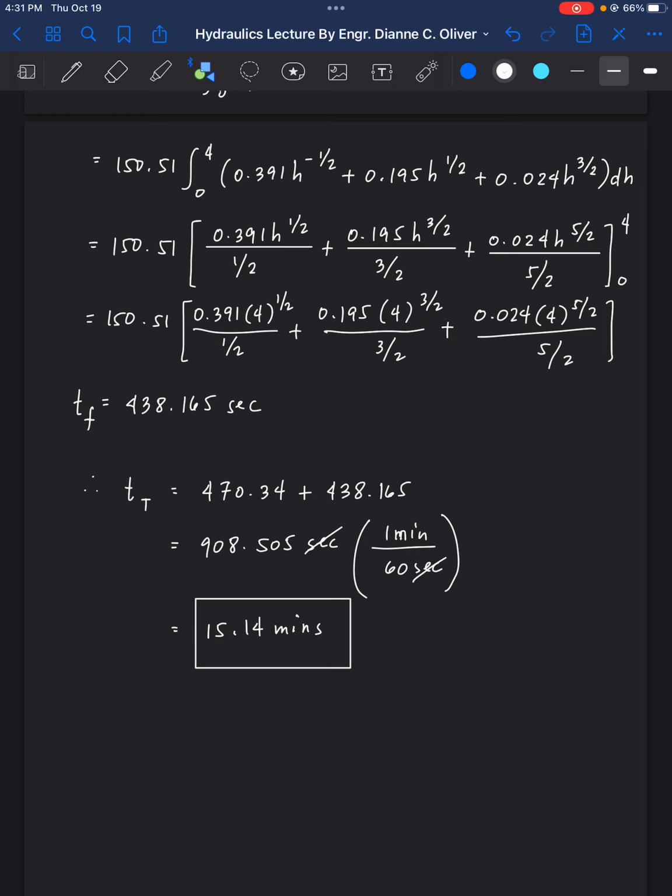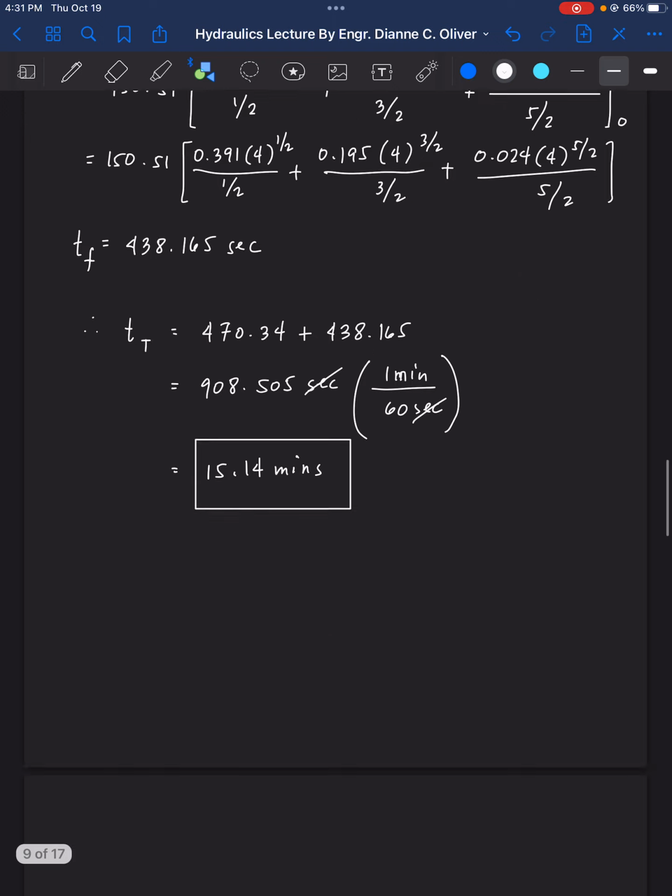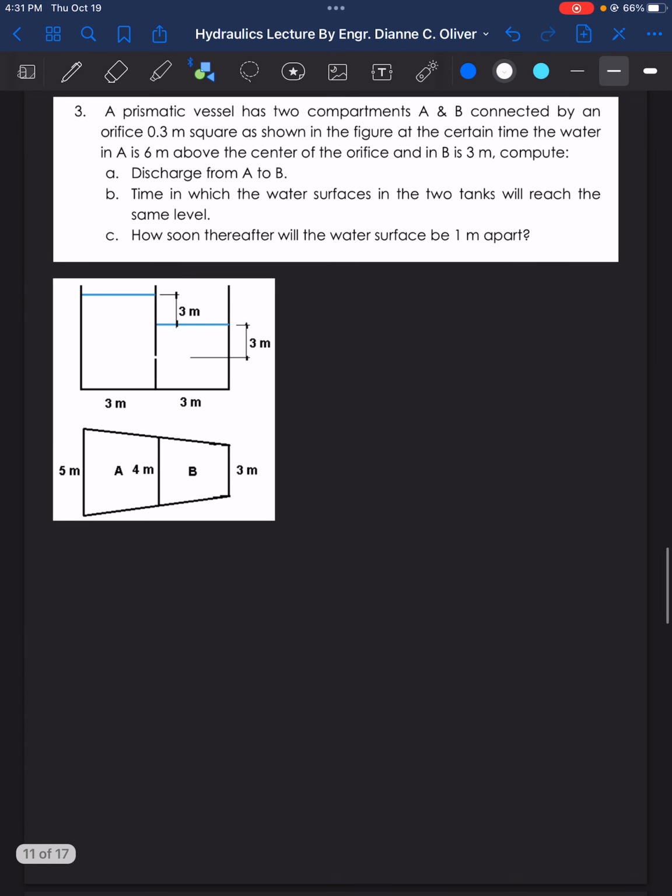Let's go to the last example. A prismatic vessel has two compartments, A and B, connected by an orifice 0.3 meters square, as shown in the figure. At a certain time, the water in A is 6 meters above the center of the orifice, and in B is 3 meters. Compute letter A, discharge from A to B. B, time in which the water surfaces in the two tanks will reach the same level. C, how soon thereafter will the water surface be 1 meter apart.